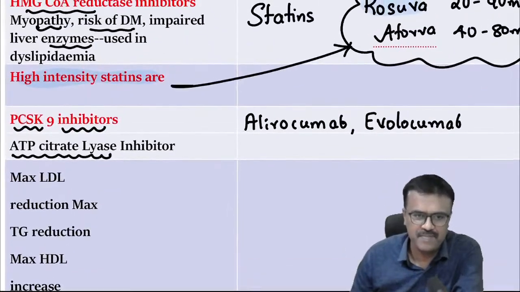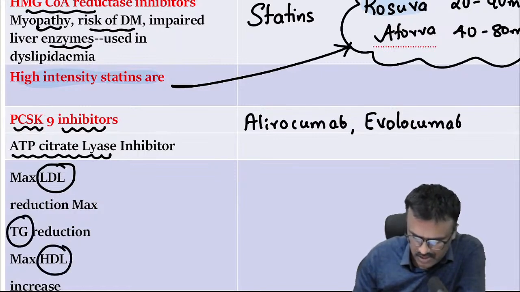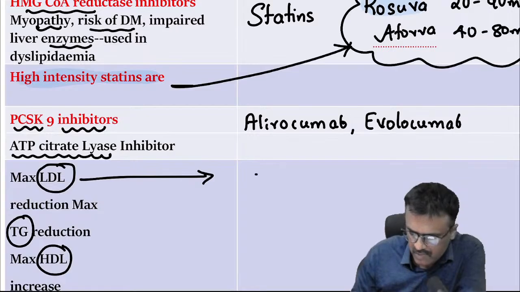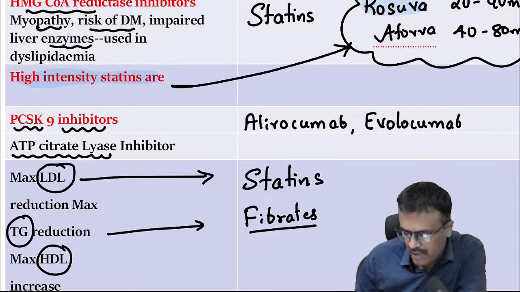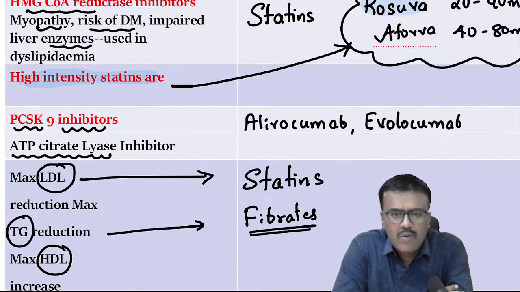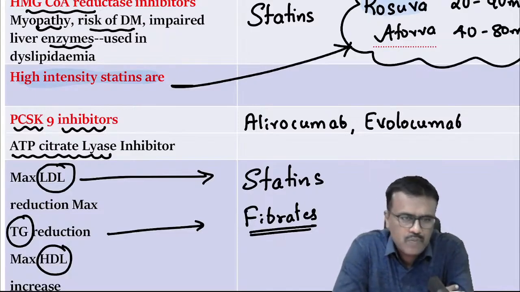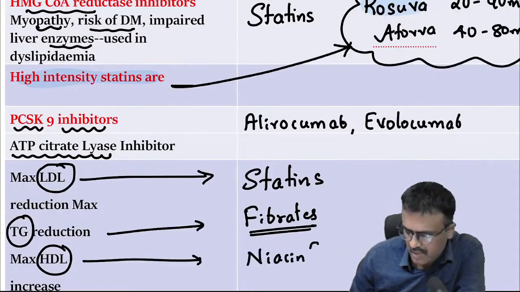Tell me that. Now, which drugs will cause maximum LDL reduction, triglyceride reduction, HDL increase? Maximum LDL is reduced by statins. Triglyceride maximum reduced by fibrates. Fibrates should be used when the triglyceride levels are very high, more than 500. Otherwise, statins will do. HDL maximum increased by niacin, the B3 vitamin.